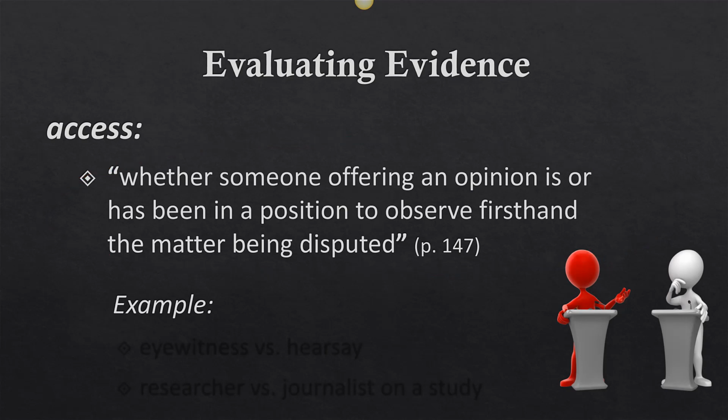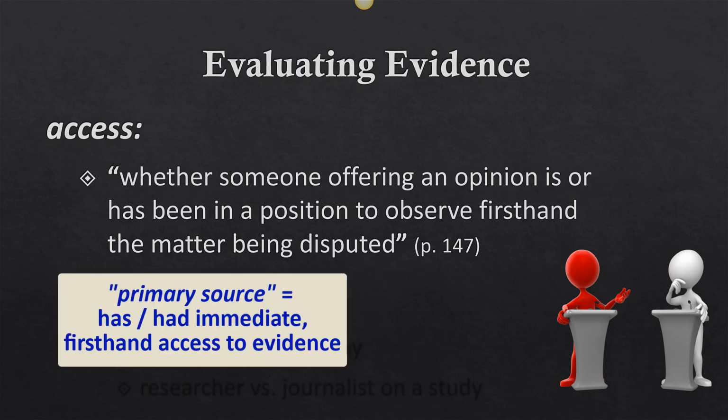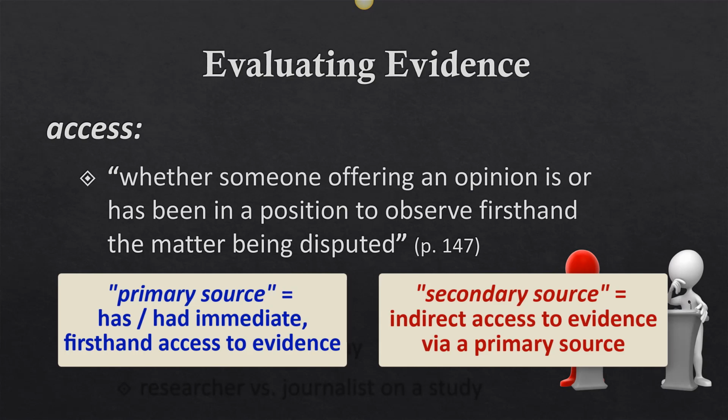So, in particular, if we want to get reports of a particular event, or we want someone to provide their analysis or their prediction based on their observations, we want to make sure that that person has actually been in a position to make those observations. A primary source, as opposed to a secondary source, someone who's getting that information secondhand from a primary source.